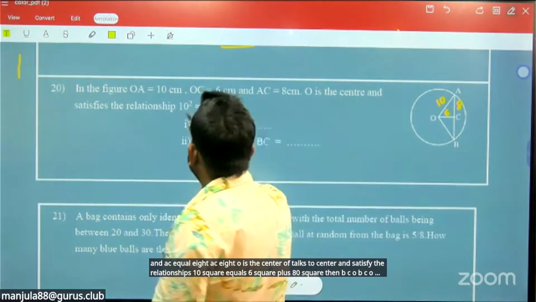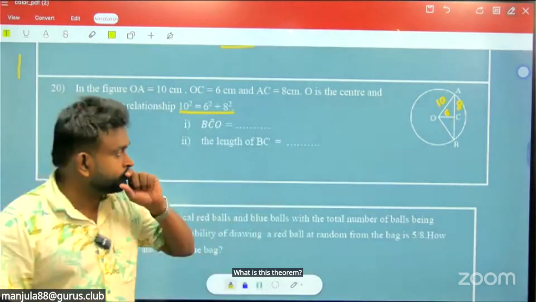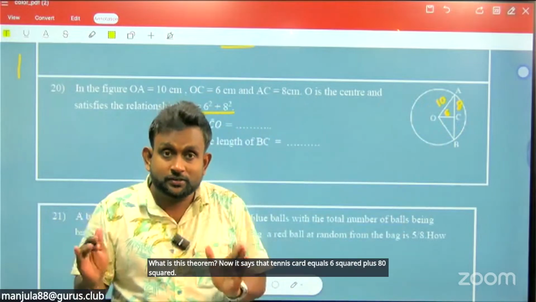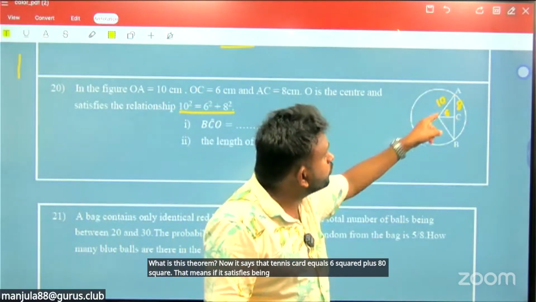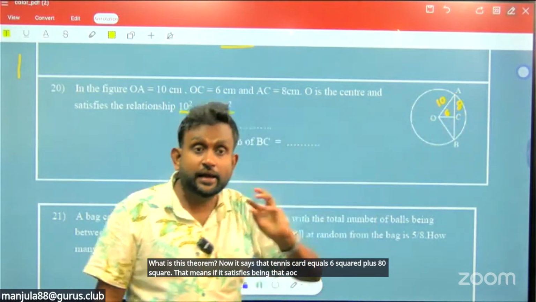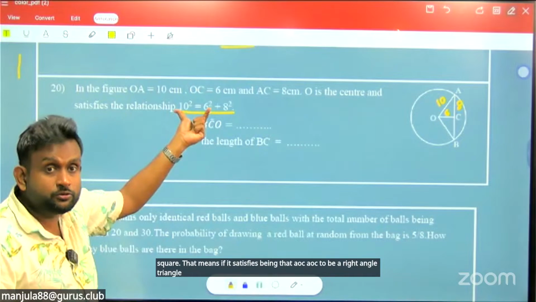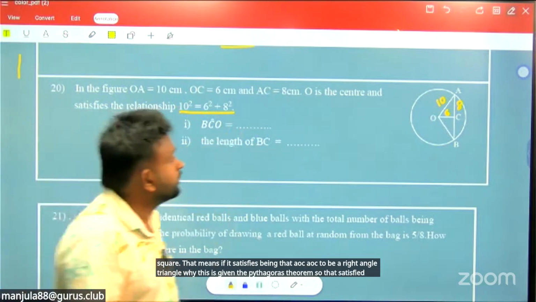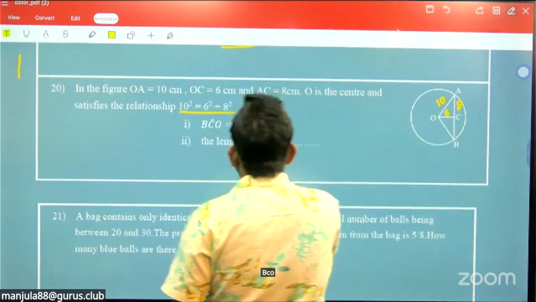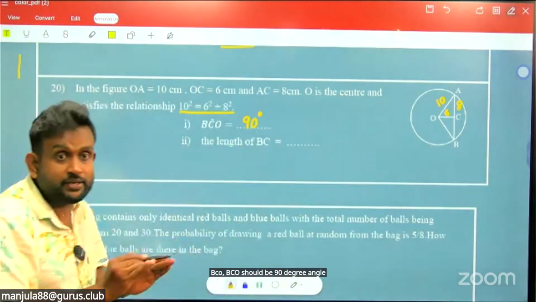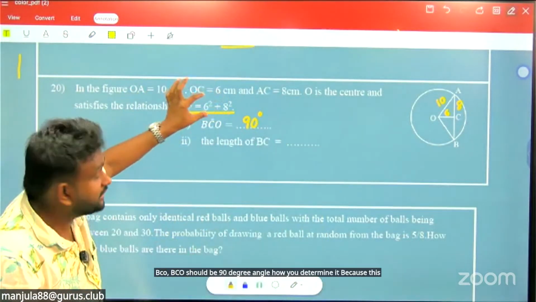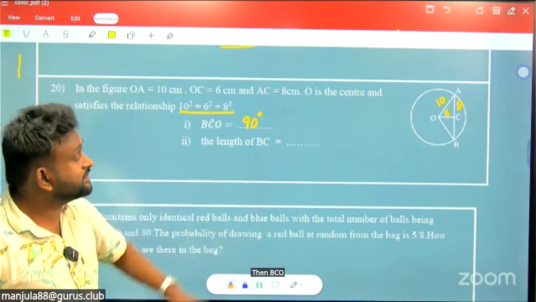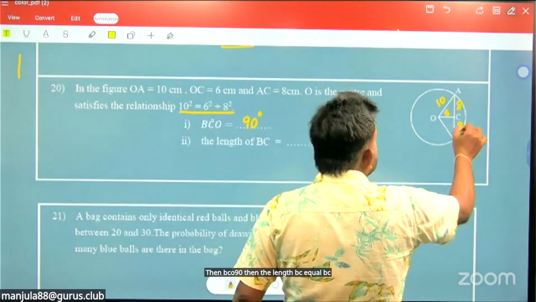Now it says that 10 squared equals 6 squared plus 8 squared. That means if it is satisfied, then AOC is a right angle triangle. Why? This is the Pythagoras theorem. That satisfied means BCO should be a 90 degree angle. To satisfy the Pythagoras theorem, it must be a right angle triangle. Then BCO is 90 degrees, and the length BC is also 8 centimeters.